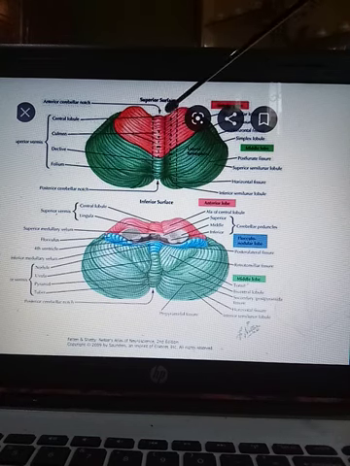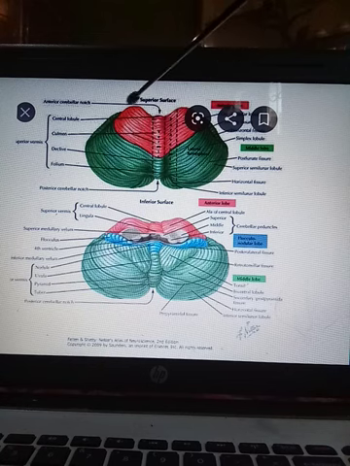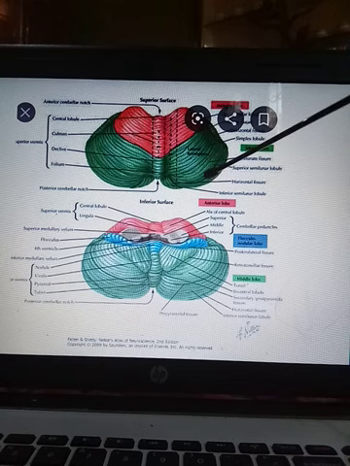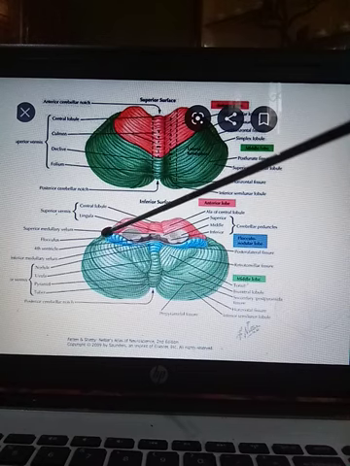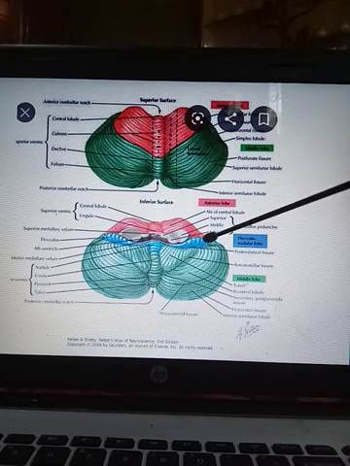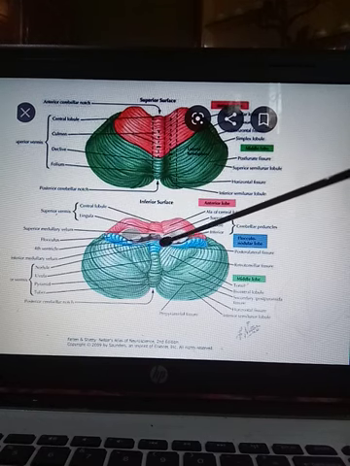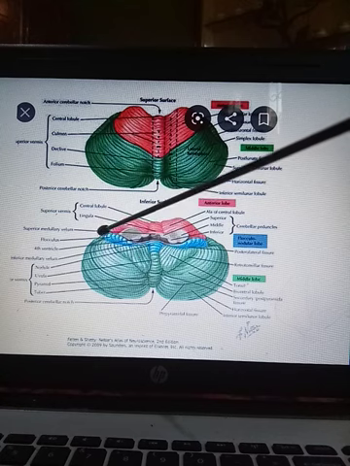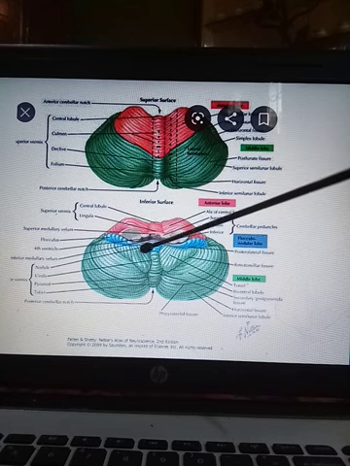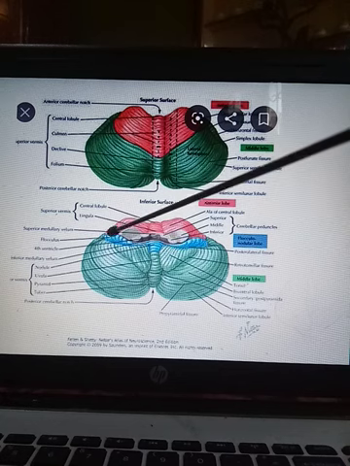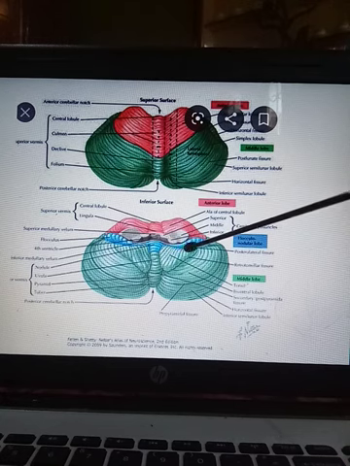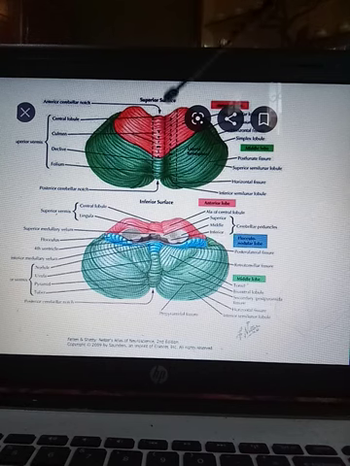As is evident here, this pink colored area is your anterior lobe, this green colored area in the first pic and in the other pic is your posterior lobe, and this is your flocculonodular lobe. It contains the flocculus. It is separated from the posterior lobe by means of this posterolateral fissure. Here it is, posterolateral fissure.